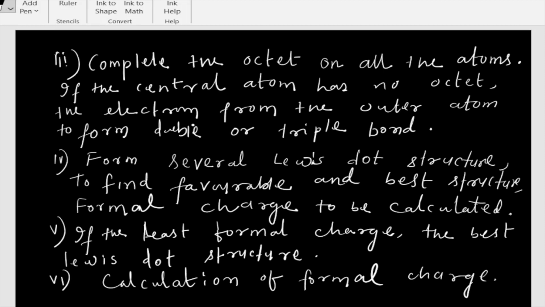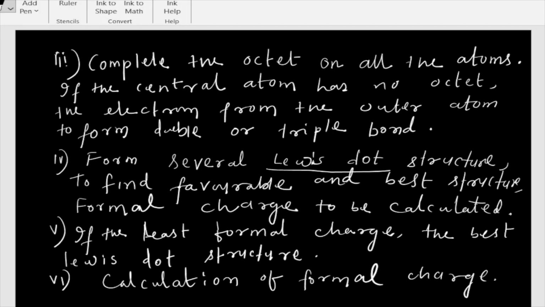You take the outer shell electrons from the neighboring outer atom to form a double or triple bond. That means you will take those electrons from the outer atom to the center atom. Then a double or triple bond is formed. If you follow this, several Lewis dot structures will form. If several Lewis structures form, then to find the favorable and best structure, what is required? Formal charge is to be calculated.